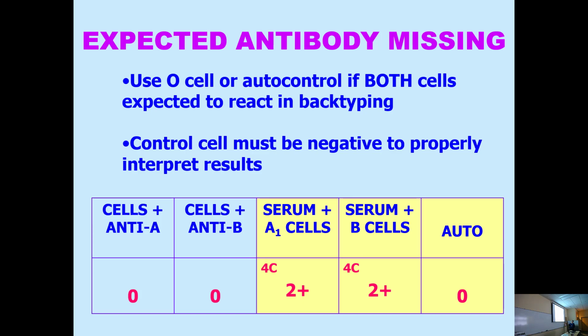If both cells are expected to be positive in the back type, like in this situation, we expect this to be an O, so we expect both of them to be positive, then we actually have to run an auto control to have a negative, because what if something else caused these two to be positive? So you gotta run a third one that you know will stay negative. You always have to have one negative result to prove that everything worked the right way.